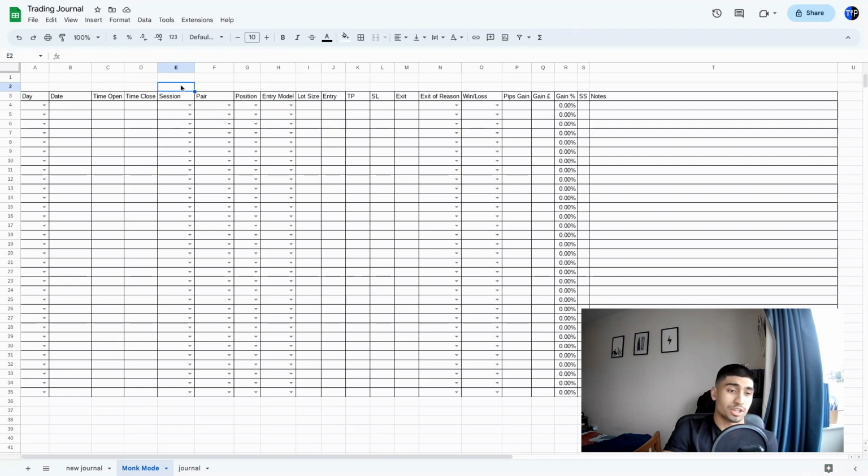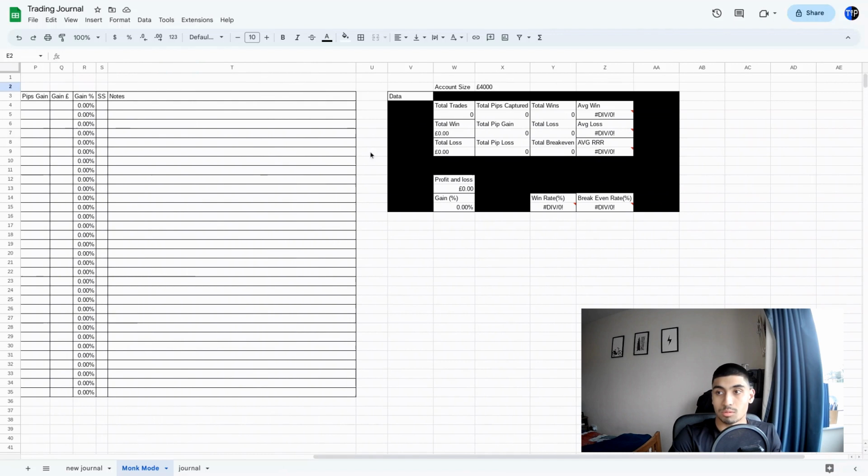Some people are swing traders, so you don't need to put whatever session you're trading, right? But yeah, one thing I've added is data. So I've got the total trades, total win, loss, whatever. It's also a formula, so it will tell me exactly everything I need to know. It will automatically update when I put through my data in my trade journal.